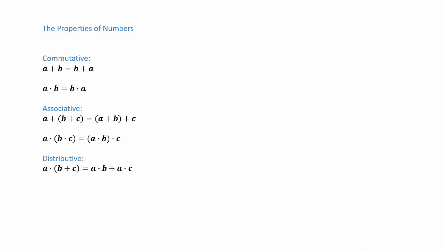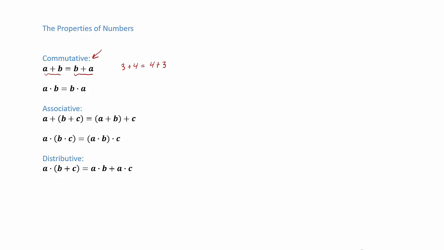In this lesson, we'll talk about the properties of numbers. The first property is the commutative property. It states that a plus b equals b plus a. So 3 plus 4 equals 4 plus 3. It doesn't matter what order we add numbers up in, we will always get the same sum.